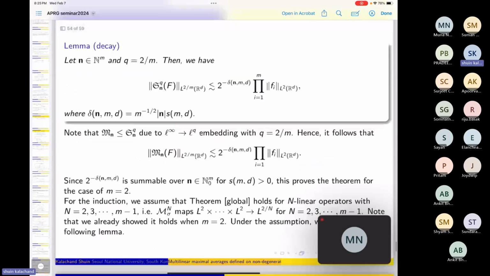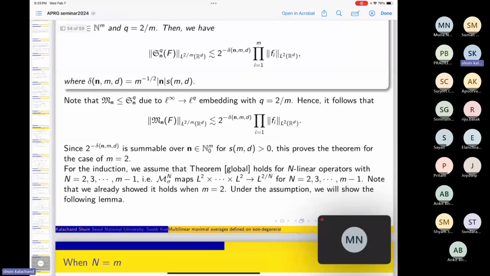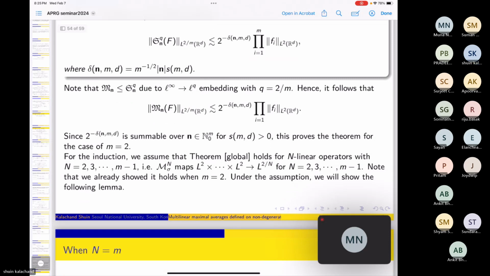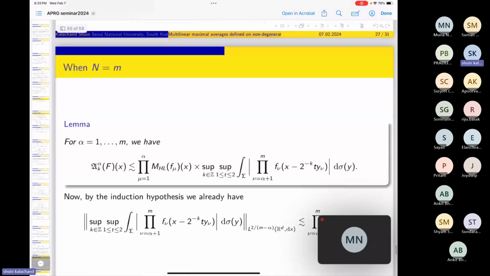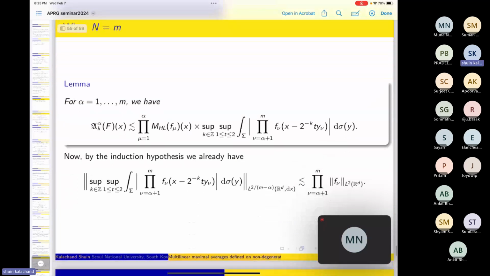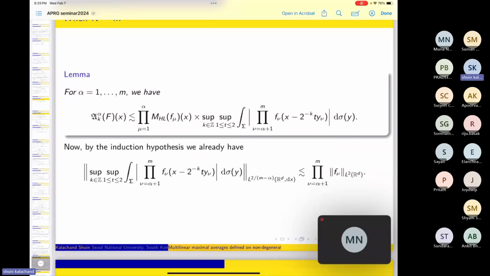Now we will use the induction hypothesis: we assume that the N-linear operator, when N is 2, 3, up to m minus 1, satisfies the L2 to L2/N estimate. Then we will prove it for N equals m. So when N equals m, look at this lemma: the operator A_alpha^k is dominated by a product of alpha Hardy-Littlewood maximal functions and a second operator.